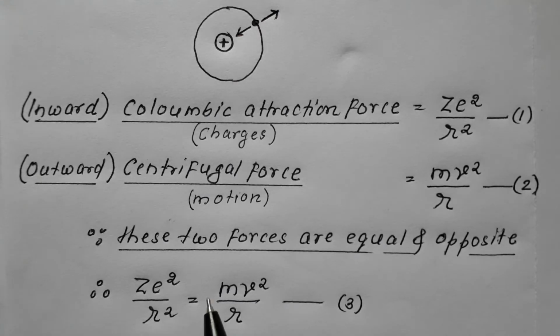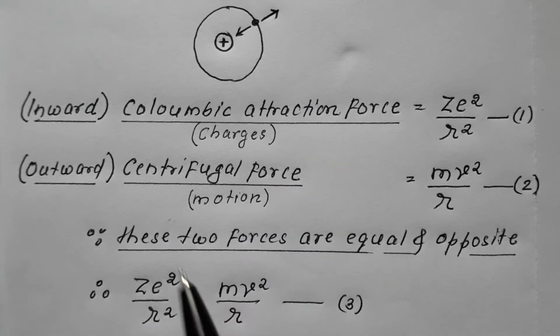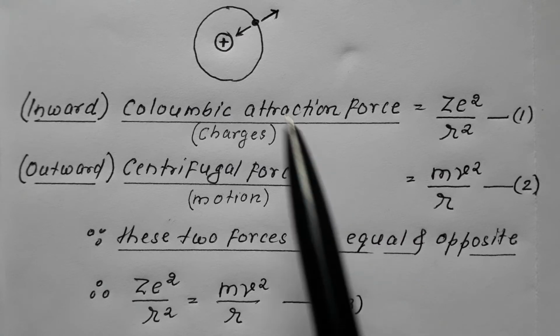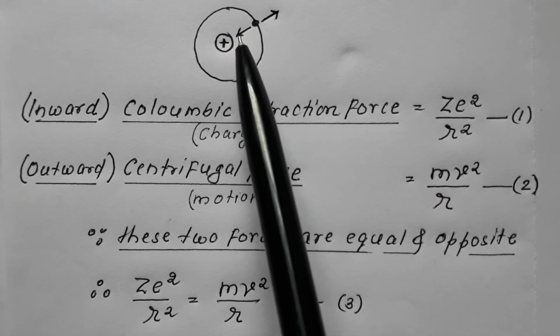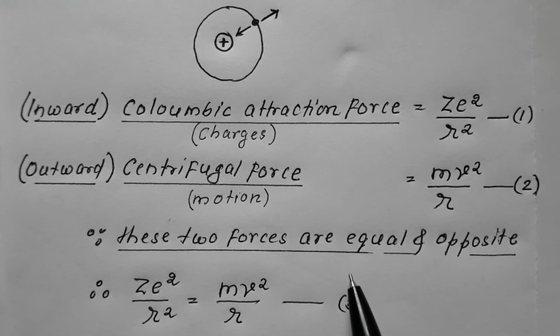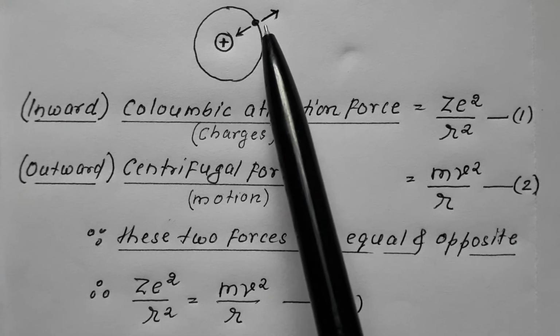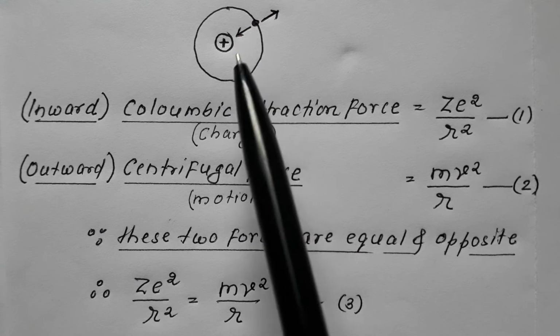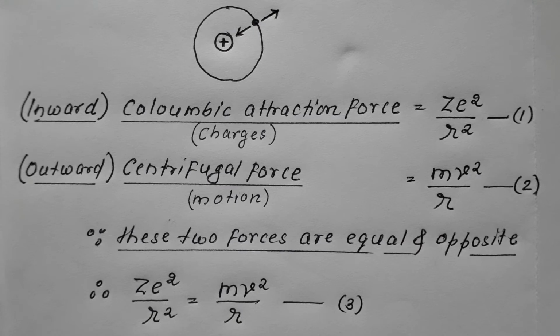Now according to Rutherford, these two forces, the one working inward and the other working outward, are equal and opposite, therefore they counterbalance one another, and this is why the electron maintains its position around the nucleus.